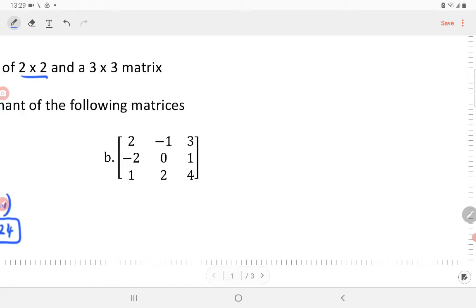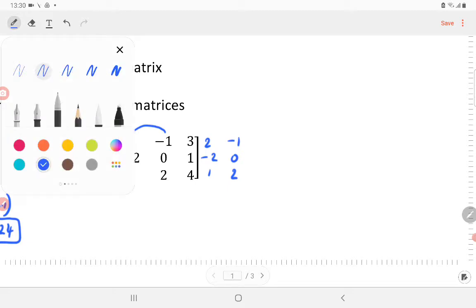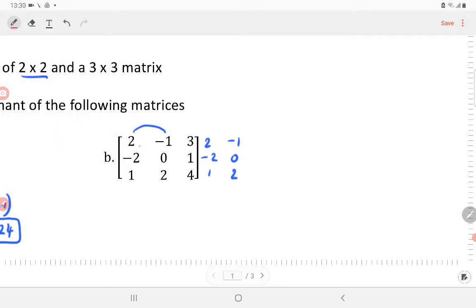And now this is a 3 by 3 matrix, so the determinant is done a bit differently. What we need to do is copy the first two columns of data in the matrix on the right side here. So 2, minus 2, 1, minus 1, 0, 2. So we do that first. Now what we do, I'll draw the lines in. These three triplets of numbers need to be multiplied.